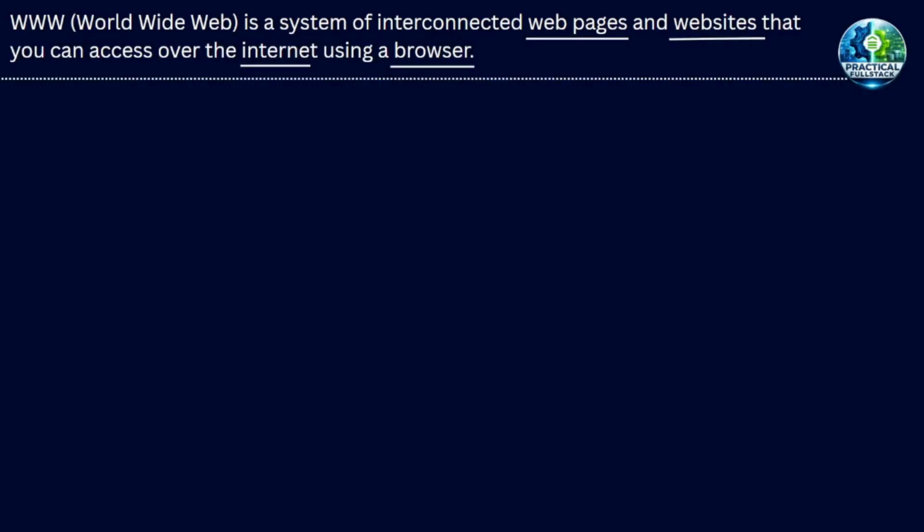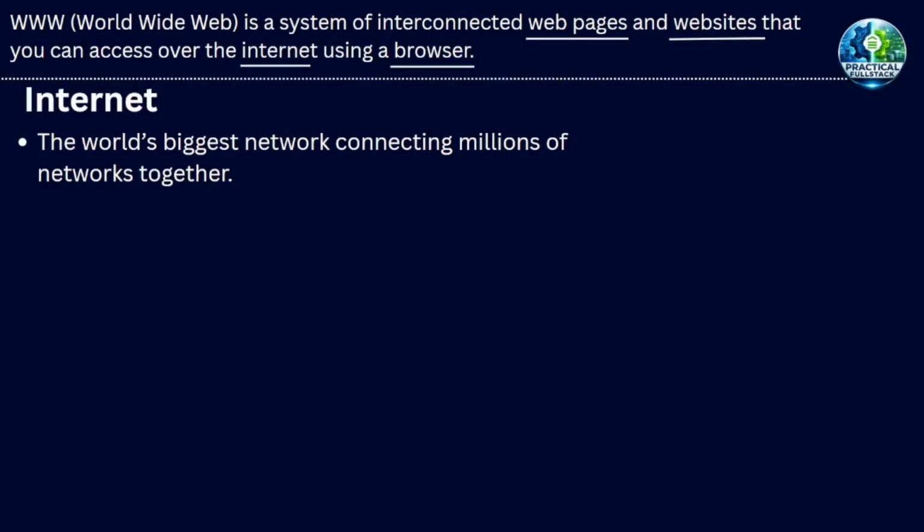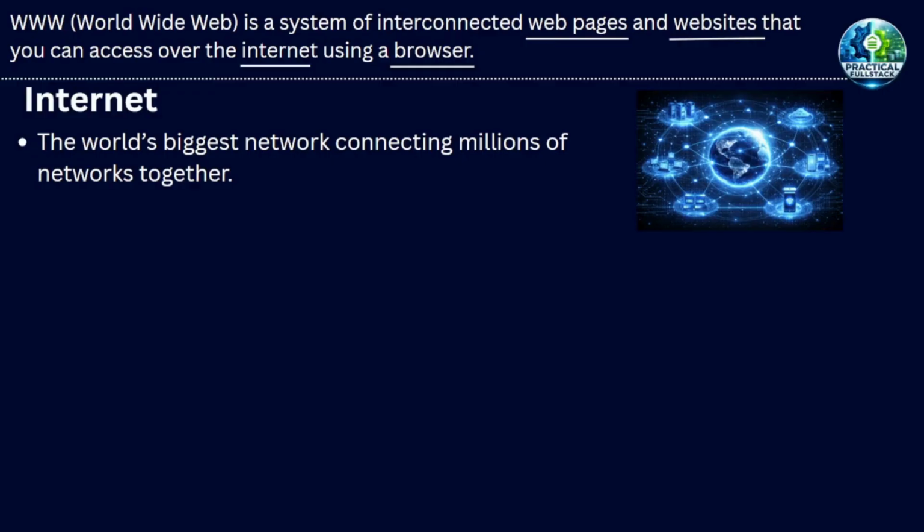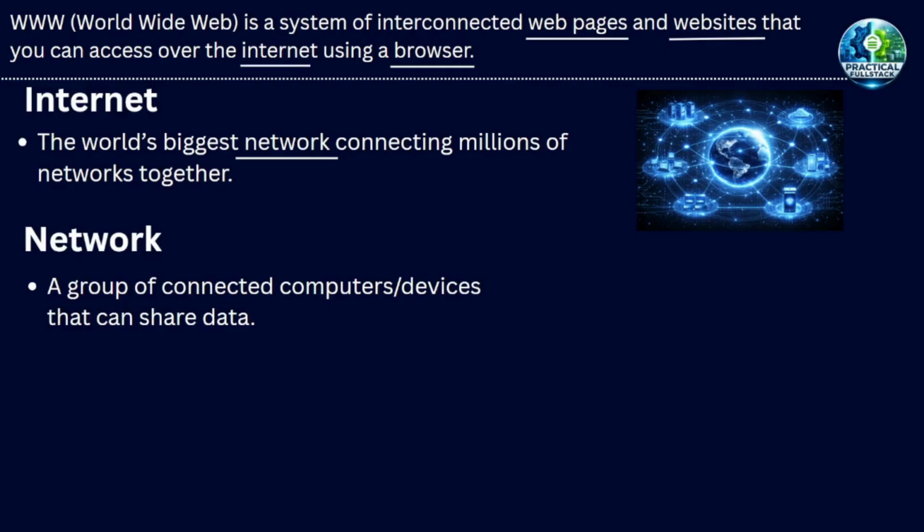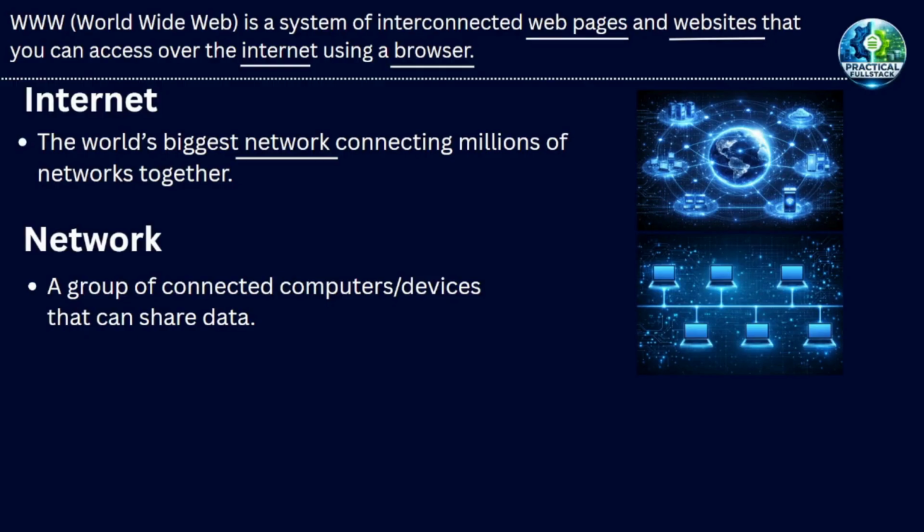So moving on, we have internet. So what is internet? It is the biggest network connecting millions of networks together. So here it's a network of networks basically. Now we need to know what is this network. A network is a group of connected devices or computers that can share data. Example, in your home you have Wi-Fi. To that Wi-Fi, your phone, laptop, smart TV, all are connected. So that becomes a network. Similarly, when you have multiple networks like that, it forms the internet.